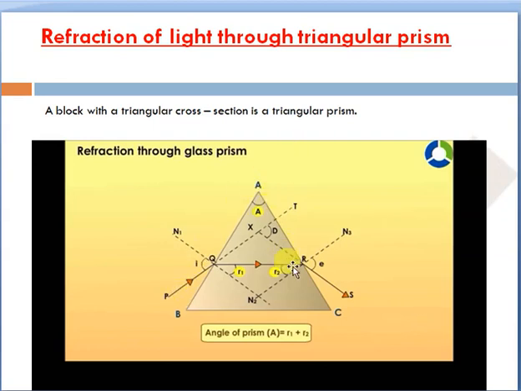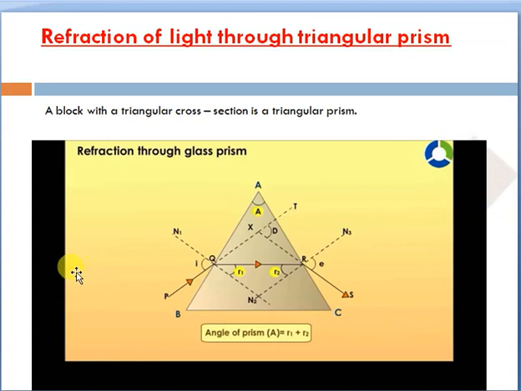And this refracting angle is always 60 degrees. Now from geometry, you find out that R1 plus R2 will be equal to 2A. That is, R1 plus R2 will give you 60 degrees. We are going to apply that later. So when you add these two angles, R1 plus R2, it will be equal to A, which is the refracting angle. We are going to see that later.